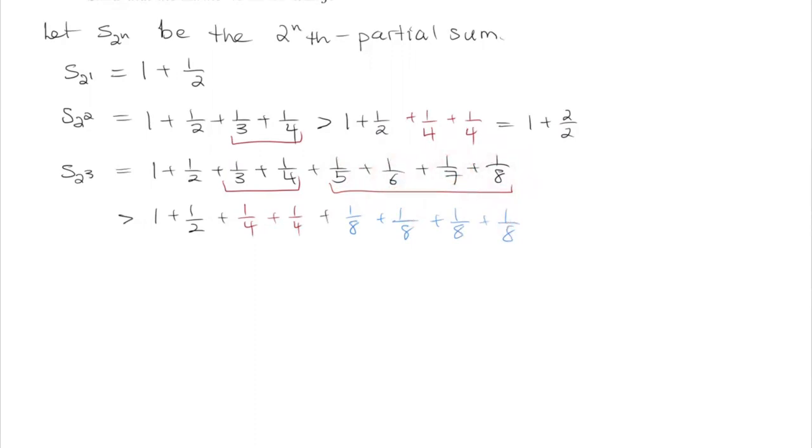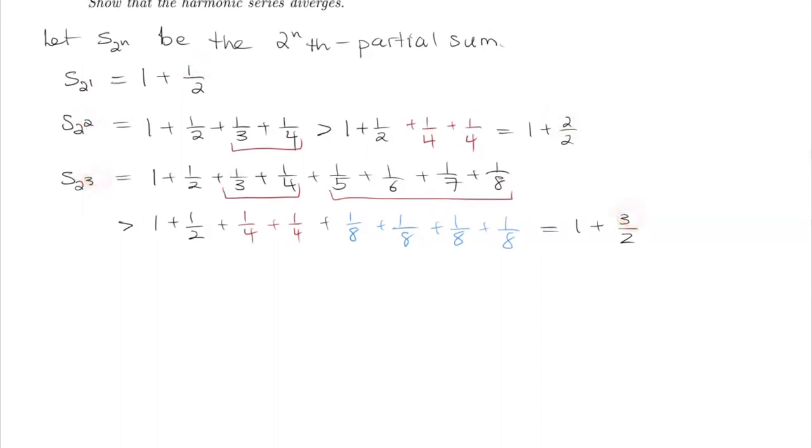But the point here is that this is going to be equal to 1 plus 3 divided by 2. So we should start to see a pattern here. This 1 here corresponds to this 1. This 2 corresponds to this 2. And this 3 corresponds to this 3.